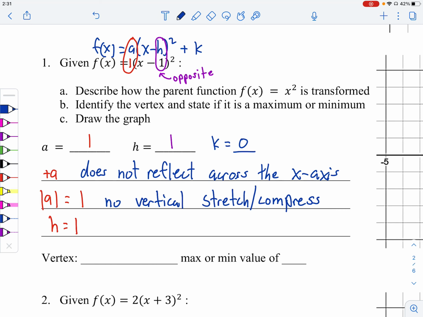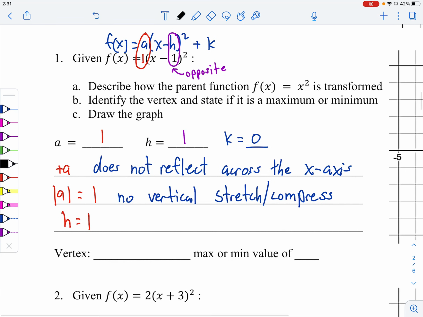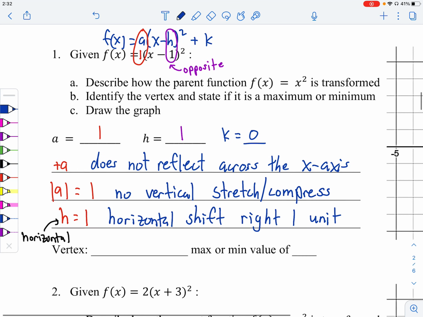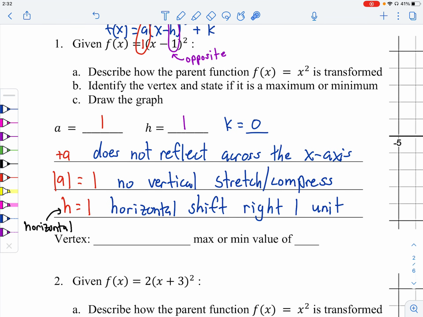So we're going to have a horizontal shift, because h is horizontal. A positive 1 is to the right, so right 1 unit. We're just adding that one line there: h, horizontal shift, right 1 unit.